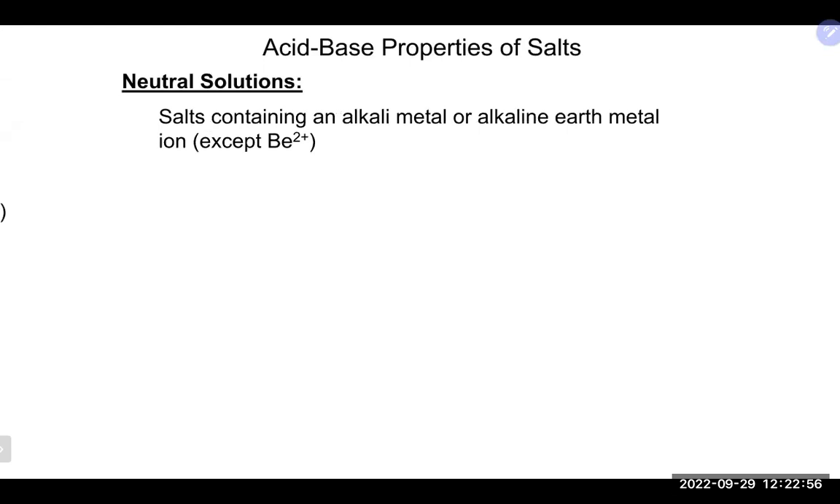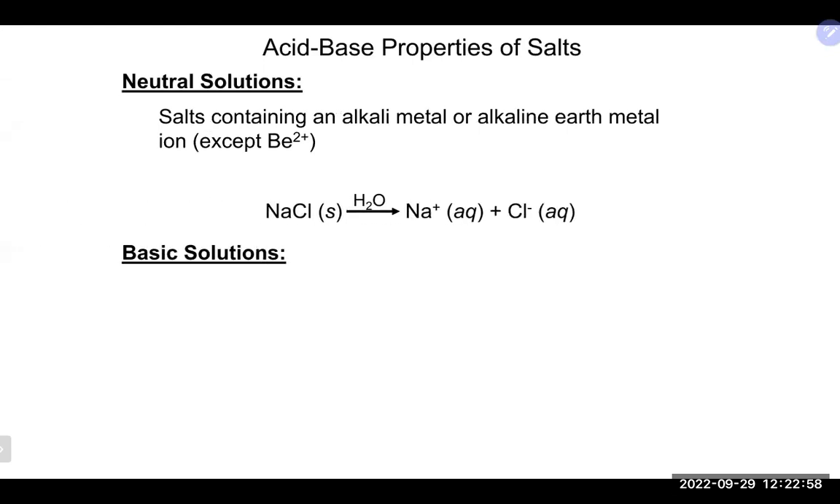So let's talk a little bit about neutral solutions and neutral salts. For example, there are certain salts that are considered neutral salts, which means that the pH of the solution would be 7, which is neutral. Those are salts that contain alkali metals or alkaline earth metals. That is group 1 and group 2 on the periodic table.